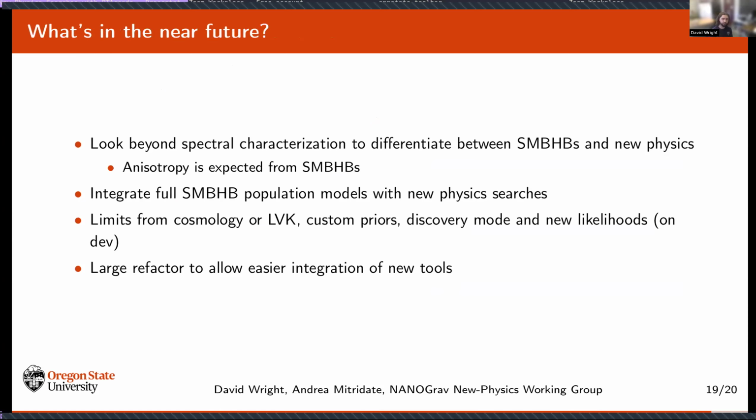Okay, so wrapping up, and sorry I went a little bit fast, but I want to make sure we have time to go through the tutorial. What's going to be in the near future for this kind of stuff and for PTArcade? We want to go beyond spectral characterization to differentiate between astrophysical and new physics things with anisotropy, for example. We also plan on integrating some full SMBHB population models, so not just our power law, but something a little bit more advanced. And these limits from cosmology, LVK, the custom priors, all these new things are on dev, and we're testing them, and we're hoping to make a release soon.